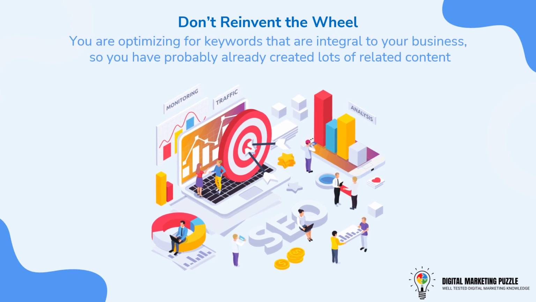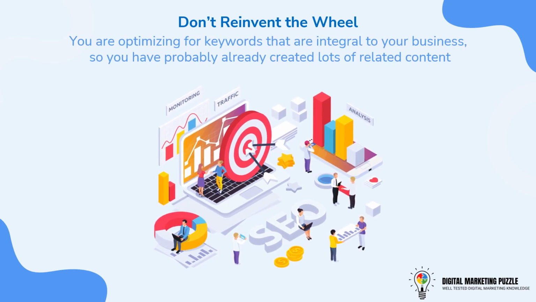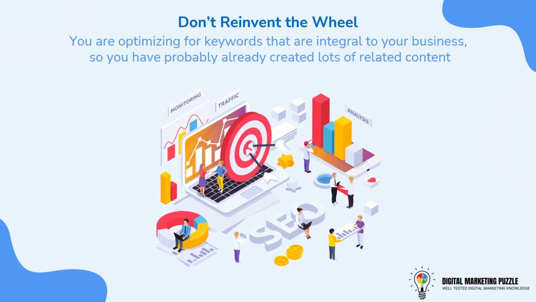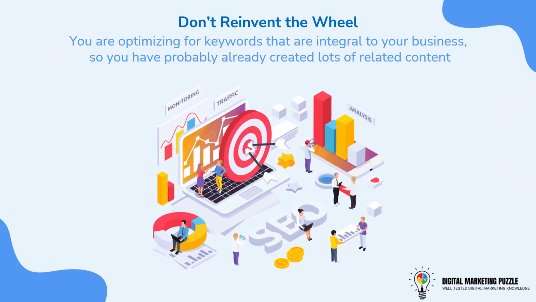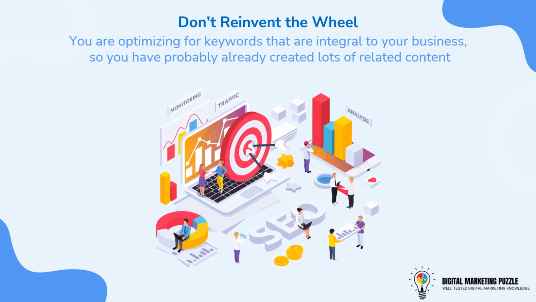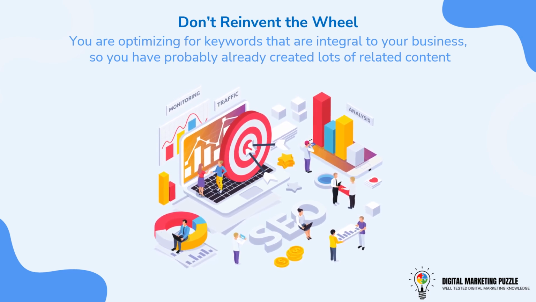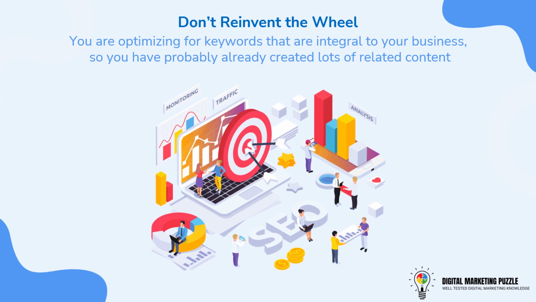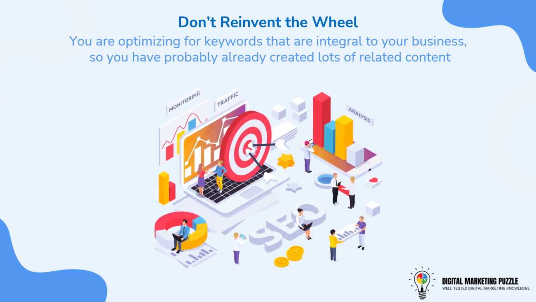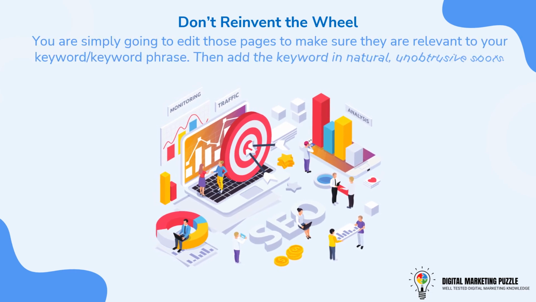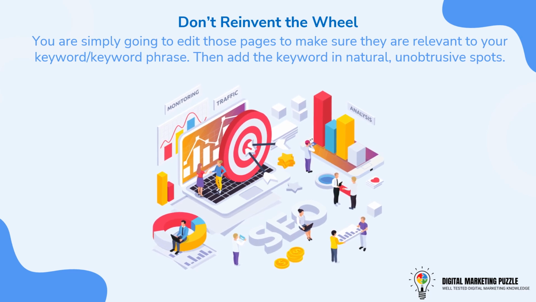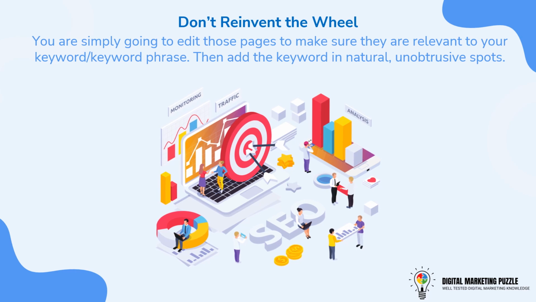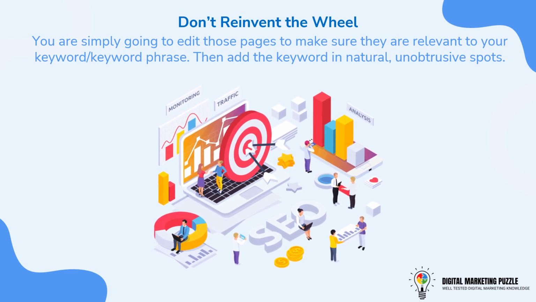You are optimizing for keywords that are integral to your business, so you have probably already created lots of related content. Search old blog posts, emails, proposals, pitches, ad copy, etc. that are relevant to your keywords and adapt and use that content. And for existing web pages that you are optimizing, for example, home, about, you are simply going to edit those pages to make sure they are relevant to your keyword or keyword phrase. Then add the keyword in natural, unobtrusive spots.